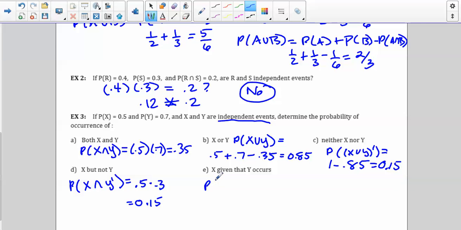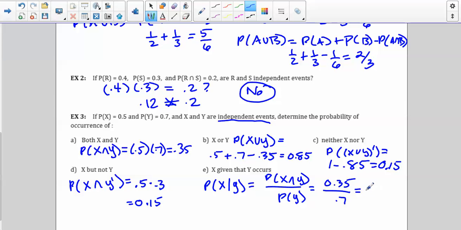And the probability of X given that Y occurs is going to be the probability of X and Y occurring divided by the probability of Y. So we found the probability of X and Y is 0.35. That was in part A. And the probability of Y is given as 0.7. So the probability of X given Y is 0.5.